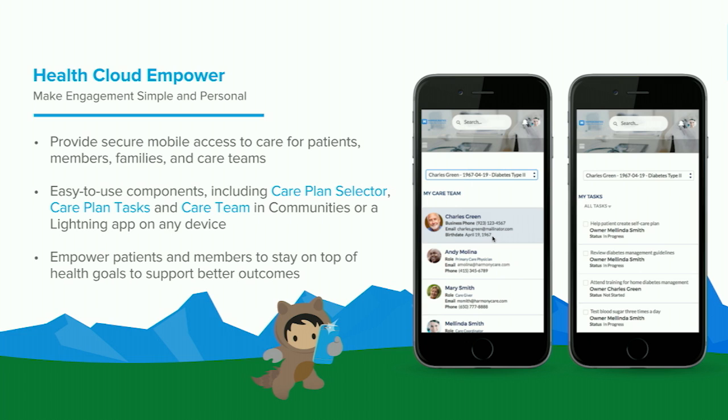In addition to these components working in the Community Builder, these are Lightning components, so they're also available in the Lightning App Builder. And in addition to that, you also have these components, the two of these components, Care Plan Task and Care Team, available on the Case Record page, in which case you do not need the Care Plan Selector. So you have a lot of flexibility of how you can use these pre-built components with the default values or with very basic minor configuration if you do not want the default values to be used.